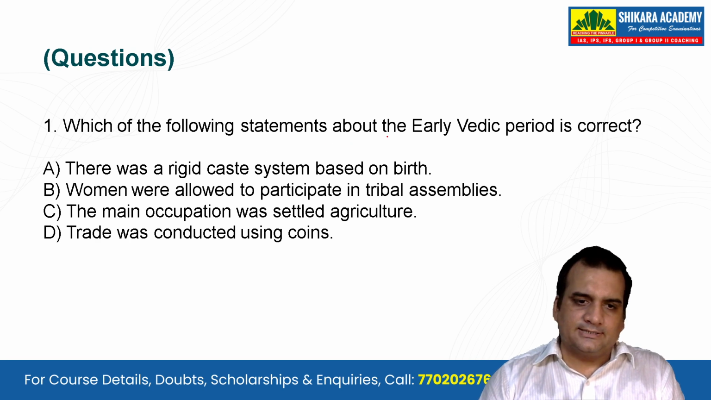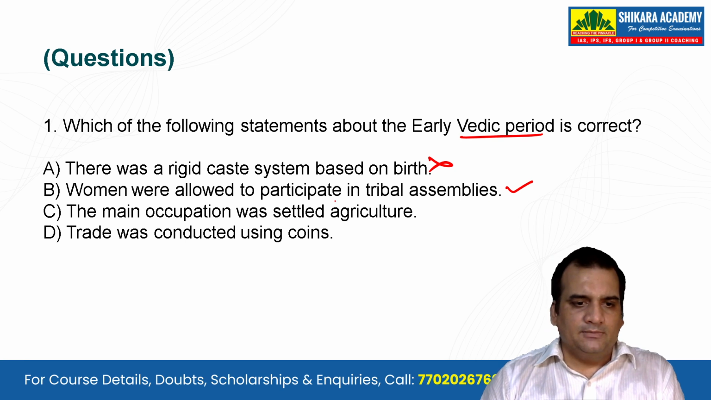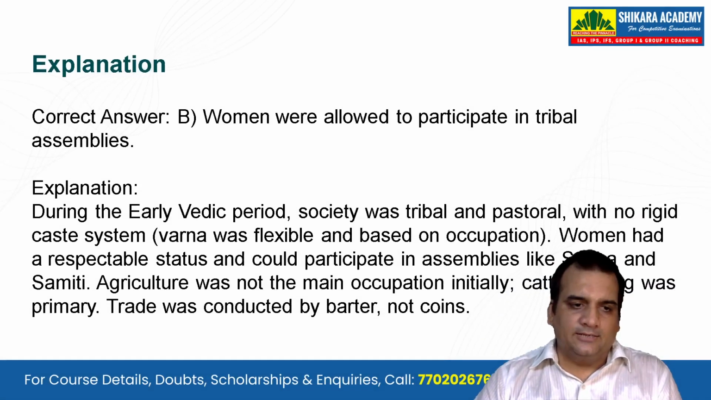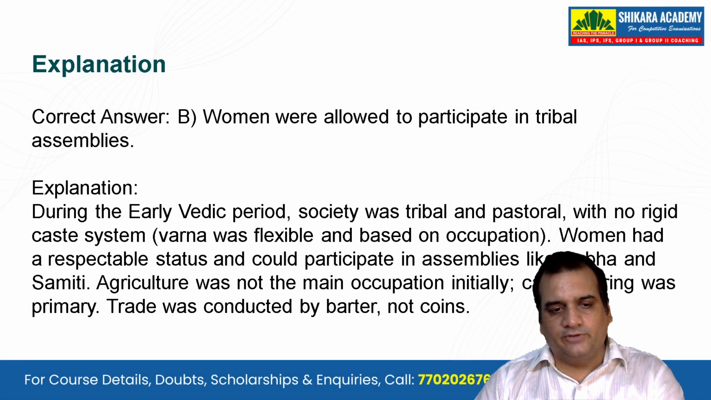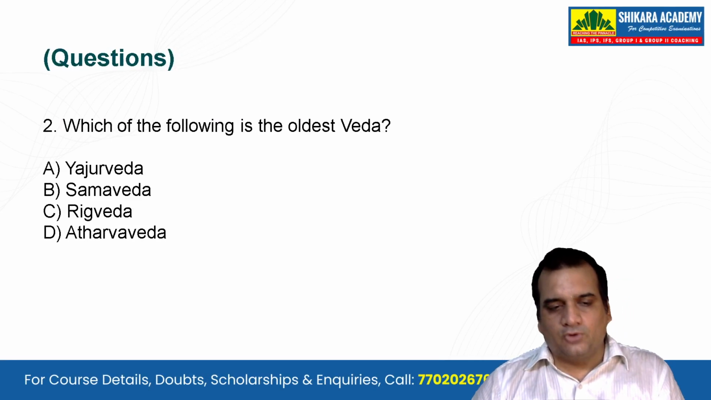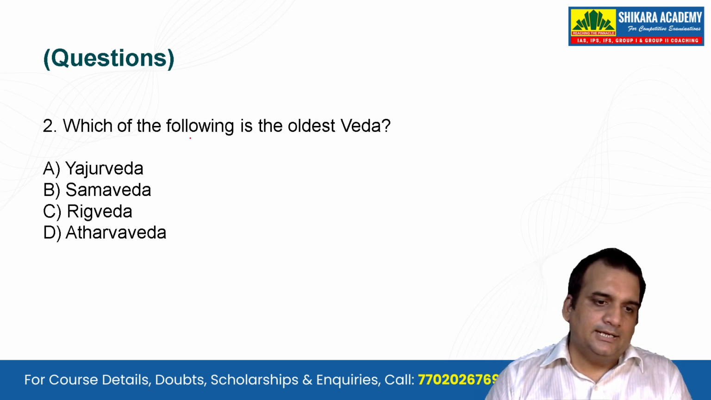Which of the following statements about the early Vedic period is correct? A, there was a rigid caste system based on birth. No. B, women were allowed to participate in tribal assemblies. Yes. C, the main occupation was settled agriculture. No, pastoral it was. D, trade was conducted using coins. No, barter system was used. So B should be the correct answer, and B is the correct answer. You can pause the video and see the explanation here. Try answering this question by pausing the video, and let's see what's the correct answer.